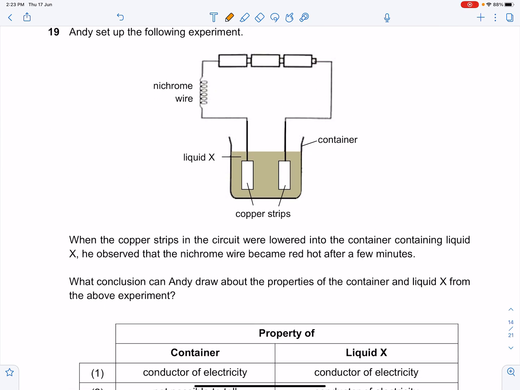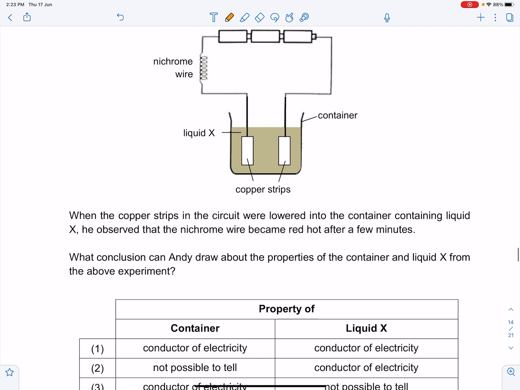Alright, moving on to 19. Andy set up the following experiment. When the copper strips in the circuit were lowered into the container containing liquid X, he observed that the nichrome wire became red hot after a few minutes. What conclusion can Andy draw about the properties of the container and the liquid from the above experiment?